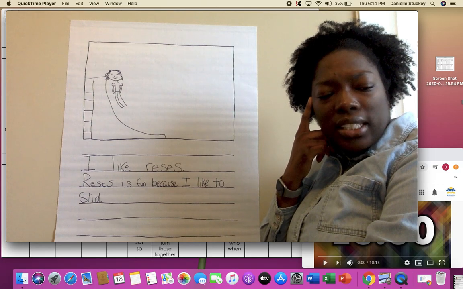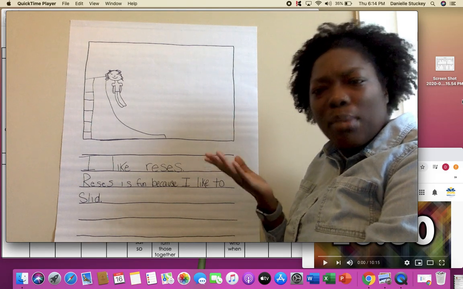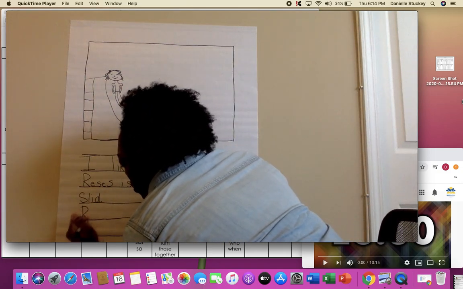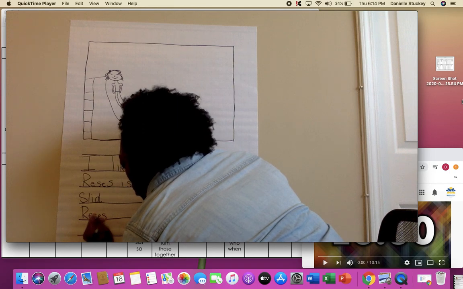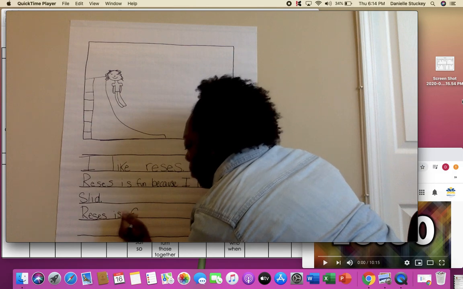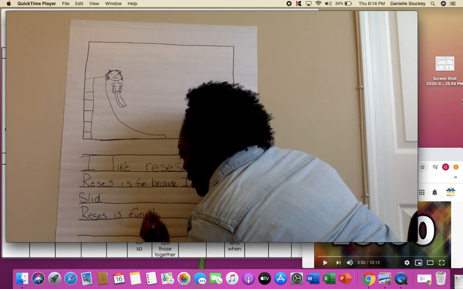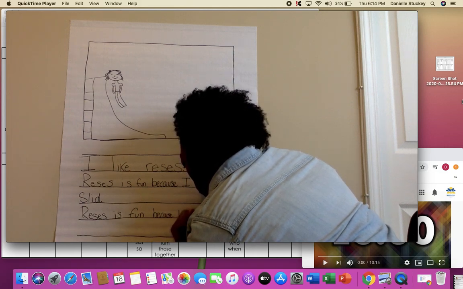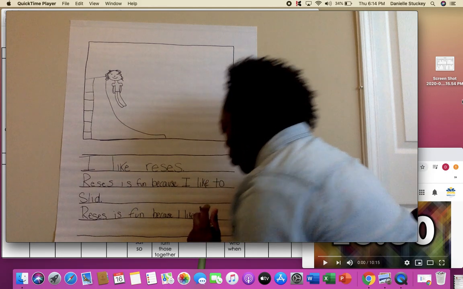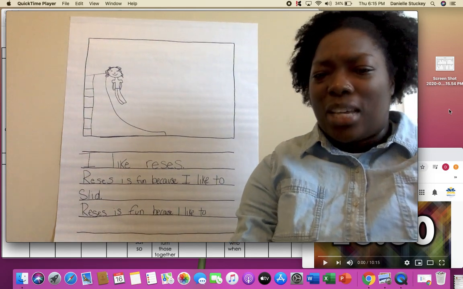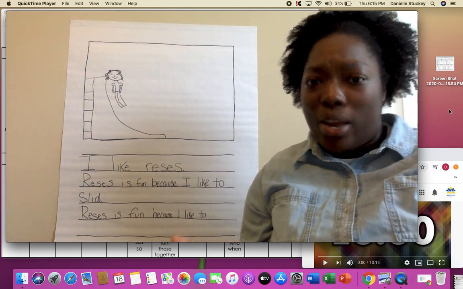Next, my next reason is recess is fun because I can play with my friends. So I'm going to write that. Recess is fun because I like to, I need to know how to spell the word play, and I think that's one of our sight words, so I make sure I always spell that word correctly.